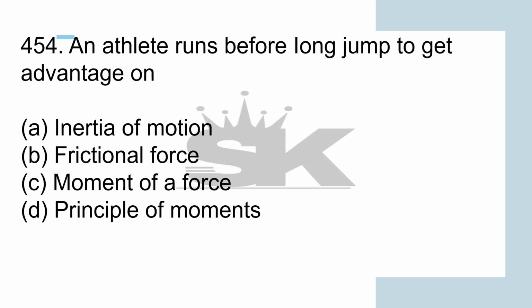An athlete runs before a long jump to get advantage on... An athlete runs before a long jump to build momentum and increase speed, both of which are crucial for maximizing the distance they can jump. This run up allows them to gain velocity and apply it to their takeoff, resulting in a greater horizontal distance covered. So here the answer is inertia of motion.